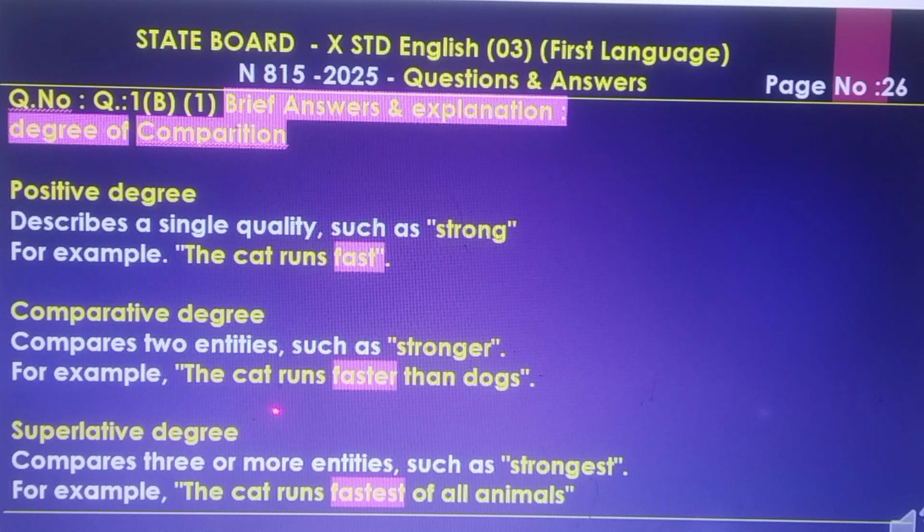For example, the cat runs faster than dogs. Superlative degree compares three or more entities such as strongest. For example, the cat runs fastest of all animals.